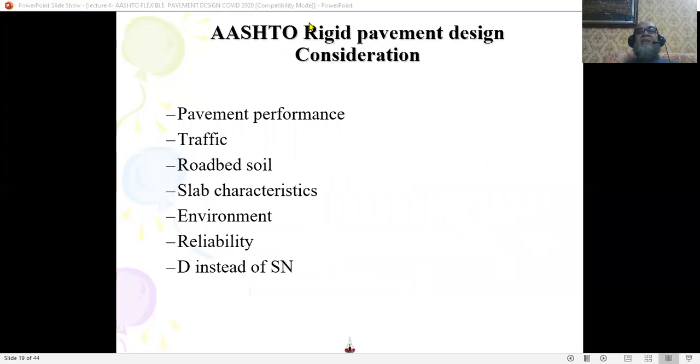Now, what are the considerations? Likewise, in AASHTO flexible pavement design, we have the following considerations: pavement performance, traffic, roadbed soil, slab characteristics, environment, reliability, and D instead of structural number. Now we will discuss them one by one.